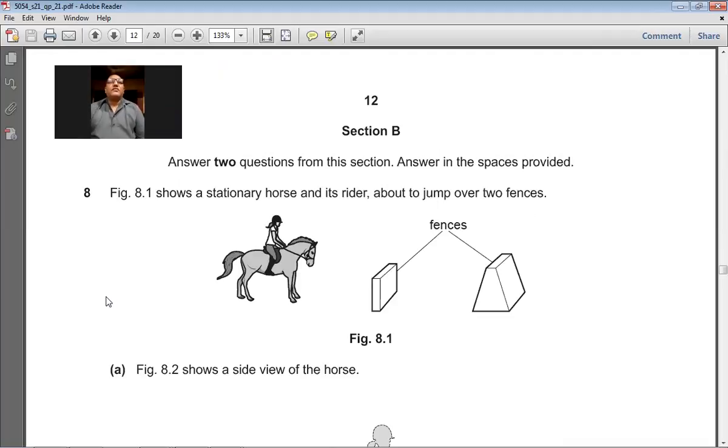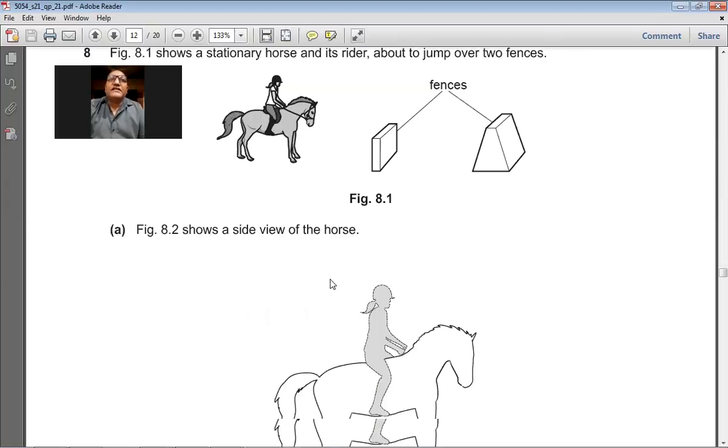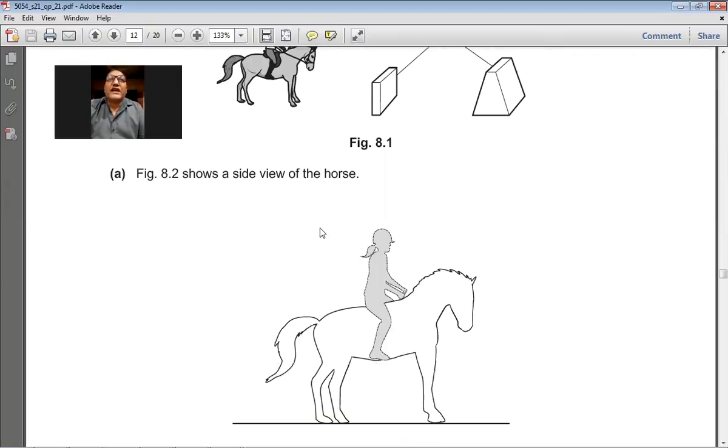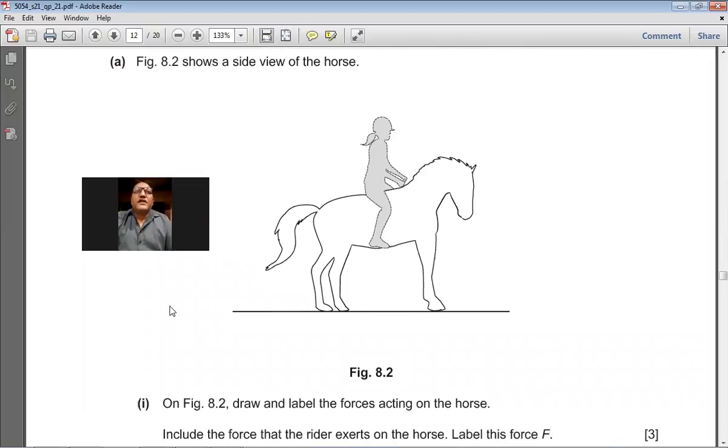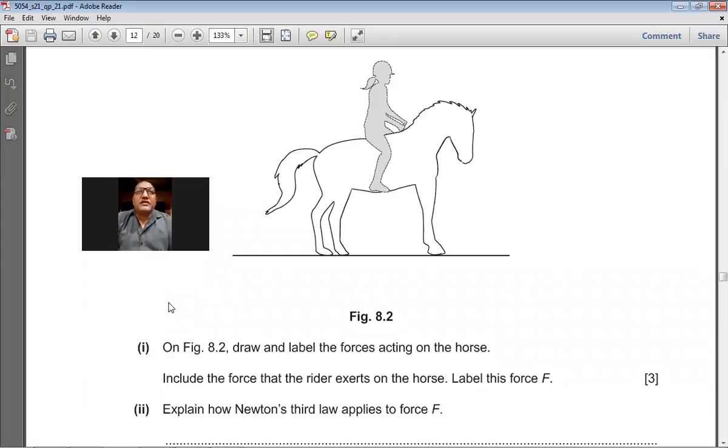Okay. Figure 8.1 shows a stationary horse and its rider about to jump over two fences. This is the horse which is about to jump, and these are the two fences. Over these fences, it will jump. Figure 8.2 shows a side view of the horse. On figure 8.2, draw and label the forces acting on the horse. Include the force that the rider exerts on the horse. Label this force F.